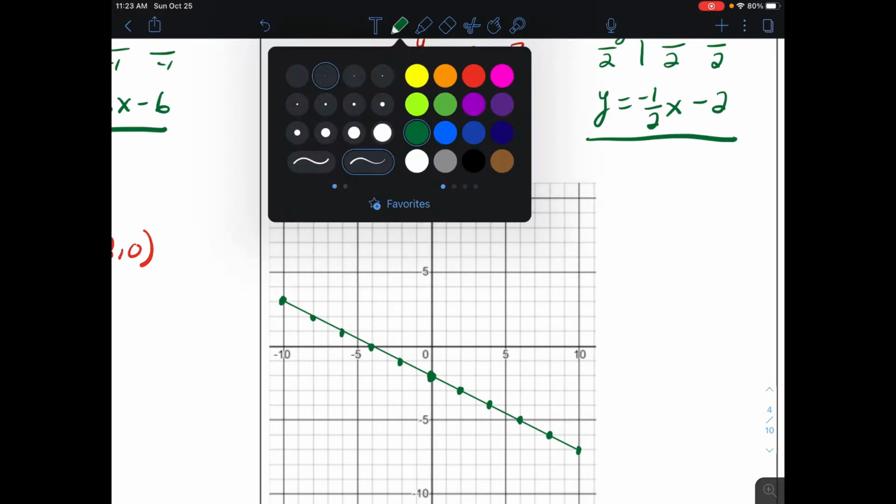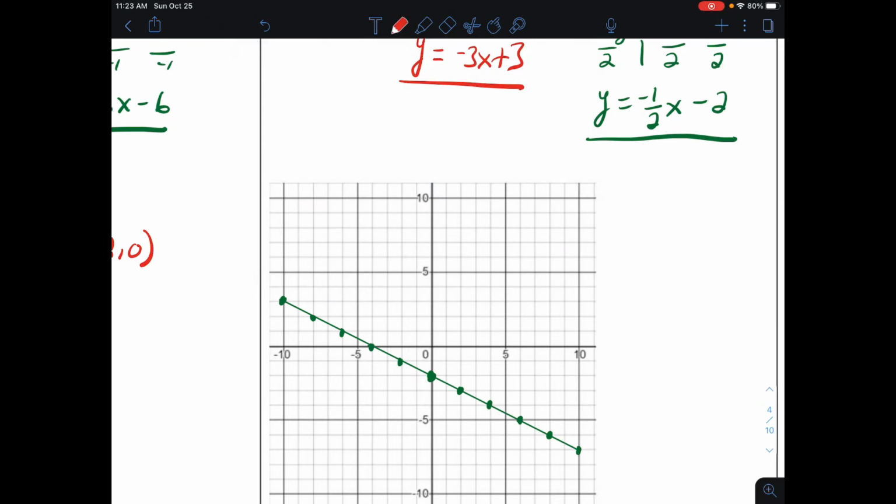Now I've got to do the same thing for the red one. So y is equal to negative 3x plus 3. Y-intercept of 3. Slope of negative 3, so that would be down 3, right 1. Down 3, right 1. Down 3, right 1. And so I connect my dots here and I make a line.